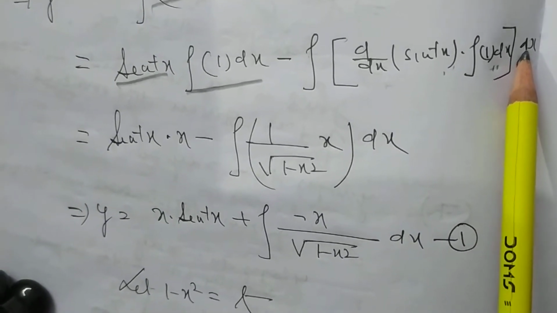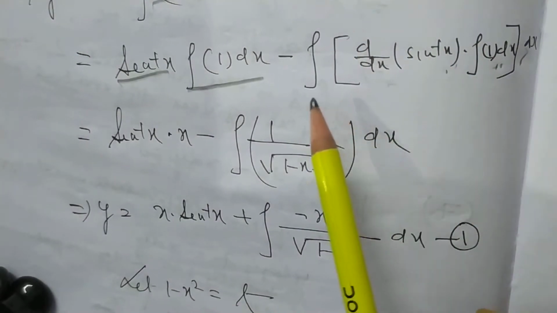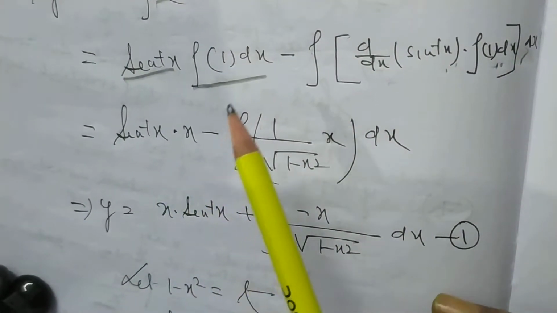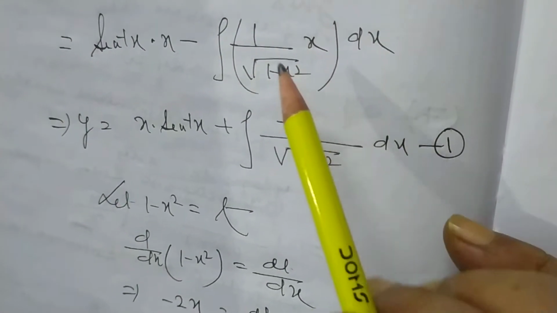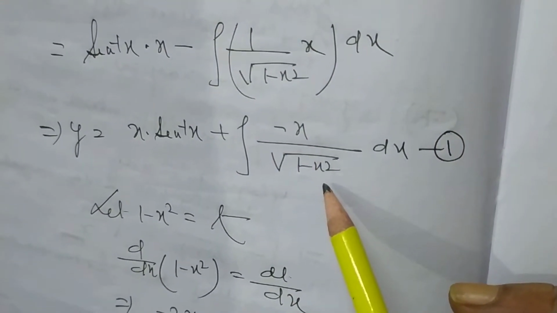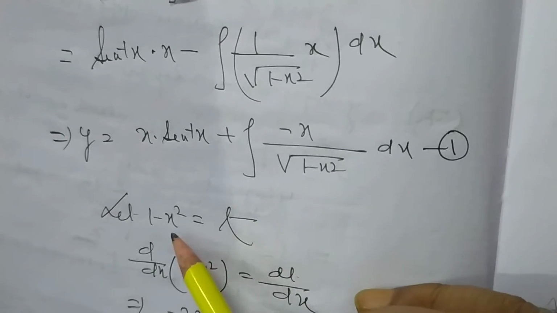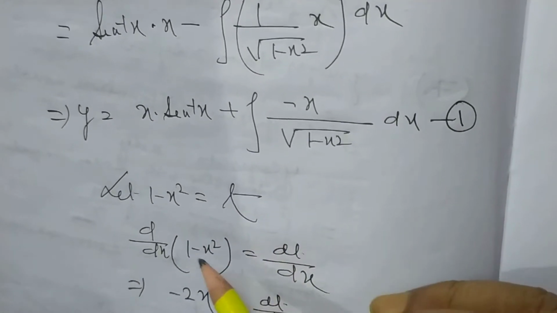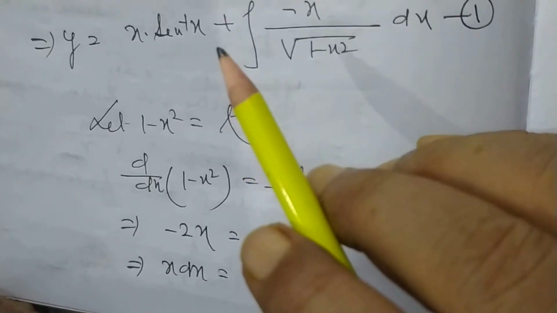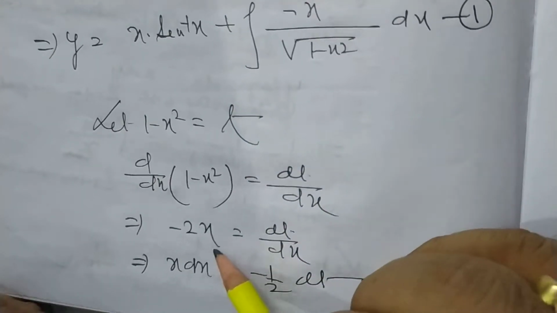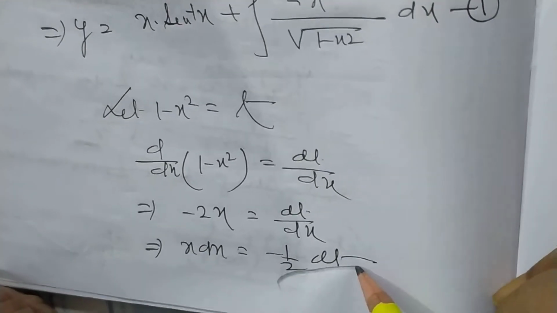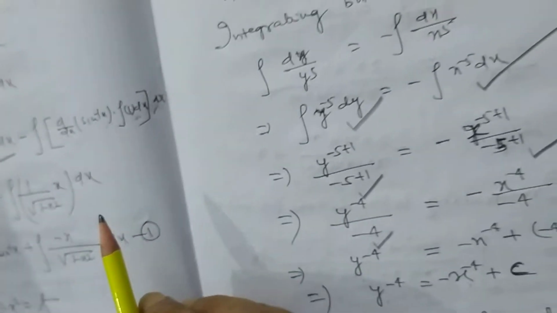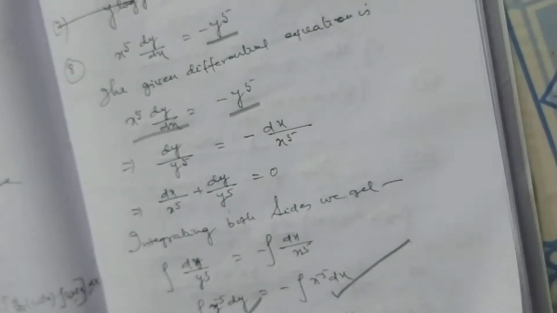Now you take the integration of the whole function. So sine inverse x into x minus integral of 1 by root over 1 minus x square into x. So it is an important formula. Let 1 minus x square is equal to t. Then d by dx of 1 minus x square is equal to dt by dx. Minus 2x is equal to dt by dx. So x dx is equal to minus half dt.